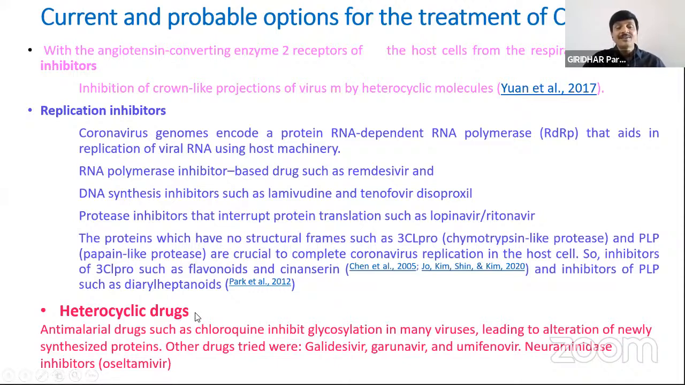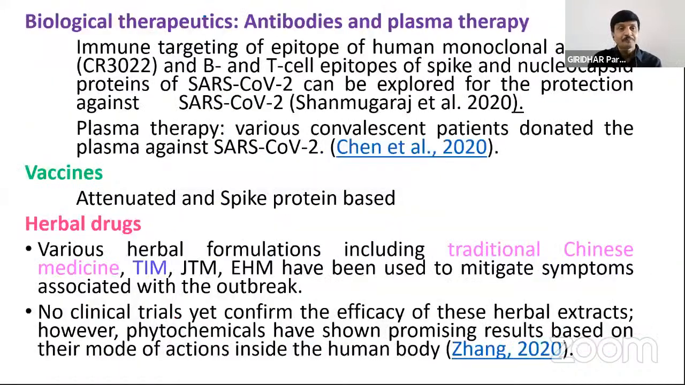Similarly, there are synthetic drugs, especially heterocyclic drugs and anti-malarial drugs, that were also tried. That's why in the beginning, during COVID-19 wave one in 2020, initially the chloroquine drug, an anti-malarial drug, was recommended, but it caused a lot of side effects. That's why it was later withdrawn. Because at that time, we did not have any other options. It was initially permitted, but later withdrawn.